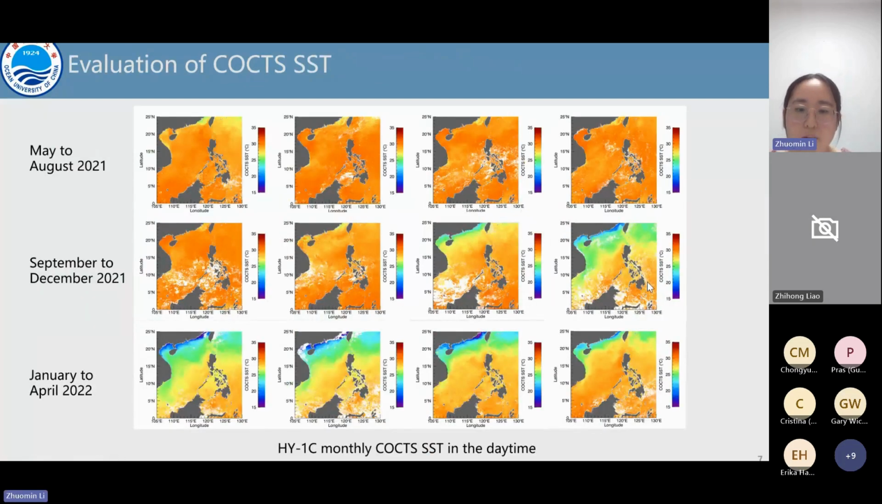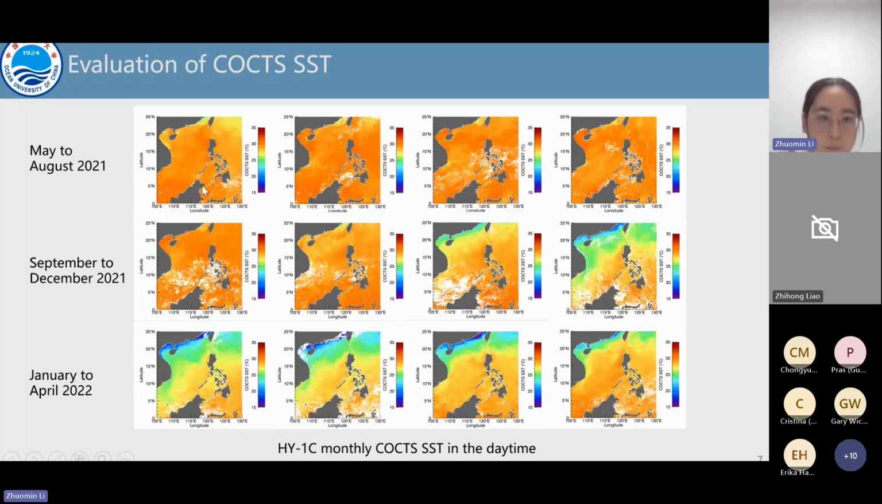And these are the HY-1C monthly COCTS SST in the daytime. We can see the SST in winter and the spring. There are more SST fronts. And from December 2021 to April 2022, there are more SST fronts in the south of China and east of Vietnam.